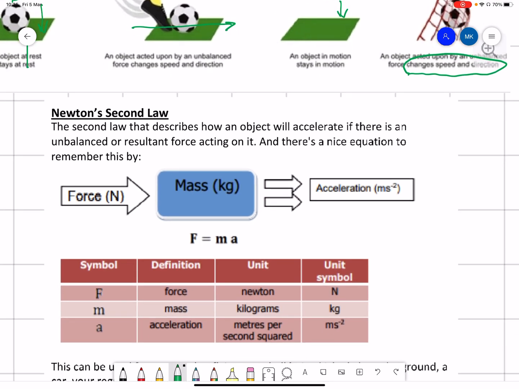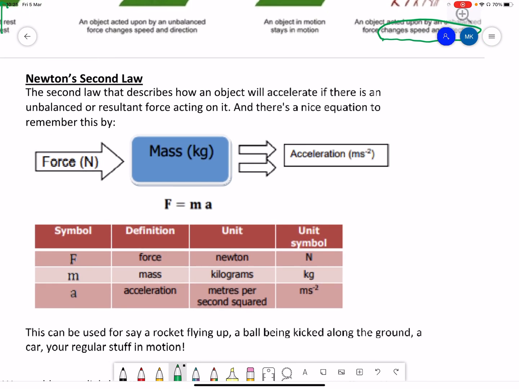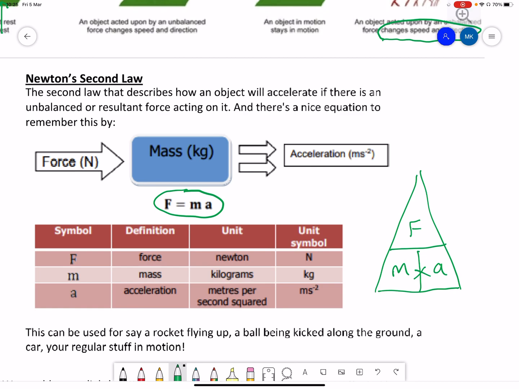Newton's second law describes how an object will accelerate if there is an unbalanced force on it, and that's using this equation: force equals mass times acceleration. For those that like the triangle, which Miss Murray will kill me for putting this in: force, mass, acceleration. Force, like I said, is always measured in newtons.